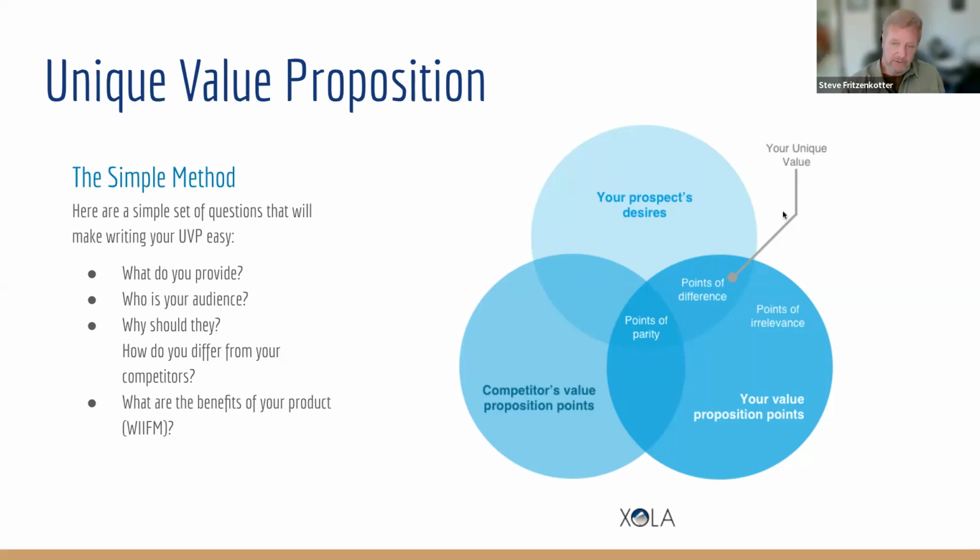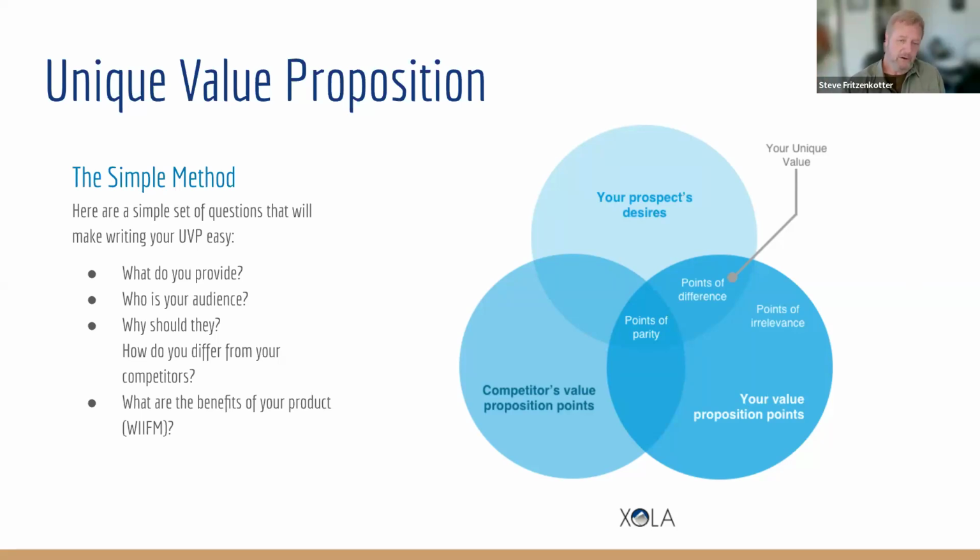Now, they're labeled this way: what your prospects desire, what your competitors offer and what their value proposition is, and then what we offer. Notice there are three other sections to look at here. This middle section is called the points of parity. I need you to pay attention to this because there will be quiz questions on this within a week or two. You'll see this on a quiz.